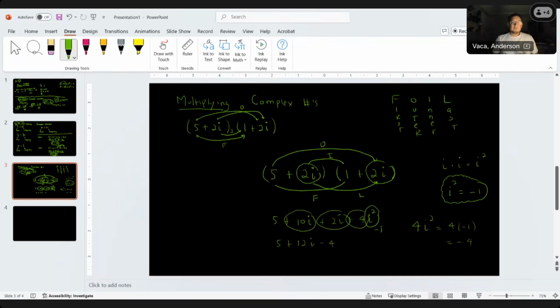So basically, to give you a little hint, i squared changes the sign of whatever number is in front of it. So here we had 4i squared, so the i squared changes the sign of the number in front of it. So it just becomes -4. And hopefully that helps you. So 5 minus 4 is 1. So that multiplication is 1 plus 12i.